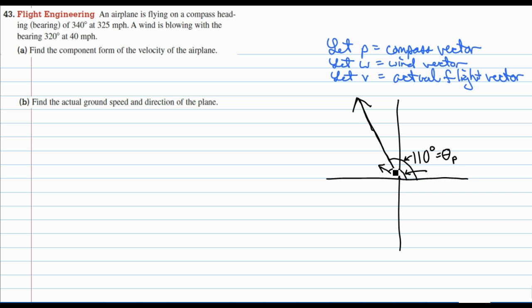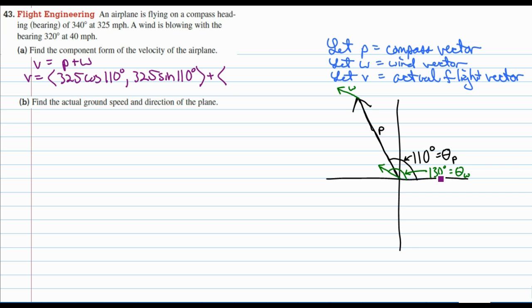The wind is headed at 320 degrees, which would be 40 degrees short of 360, so we need 90 plus 40, so that would be a theta of 130 degrees. So if I take the wind vector and put it at the head of the compass vector, I should be able to get the plane's actual path, which would be vector v. So v, our actual flight vector, is going to equal the vector for what our compasses read plus the vector of the wind. Our compasses are reading 325 miles an hour, and we said theta was 110 degrees.